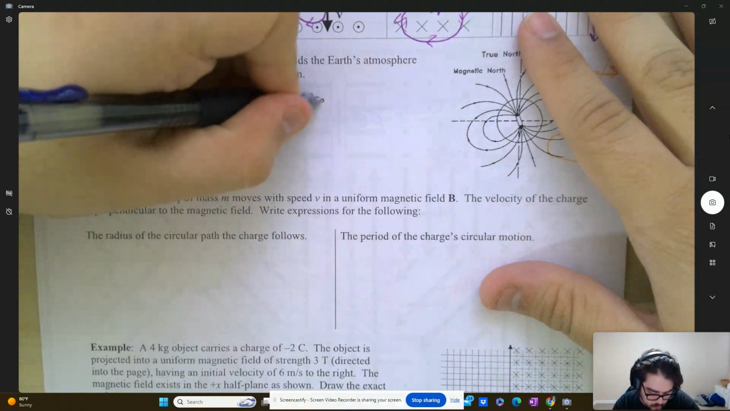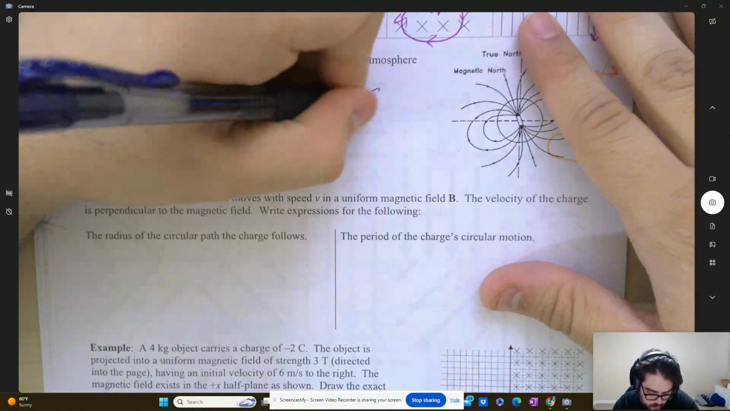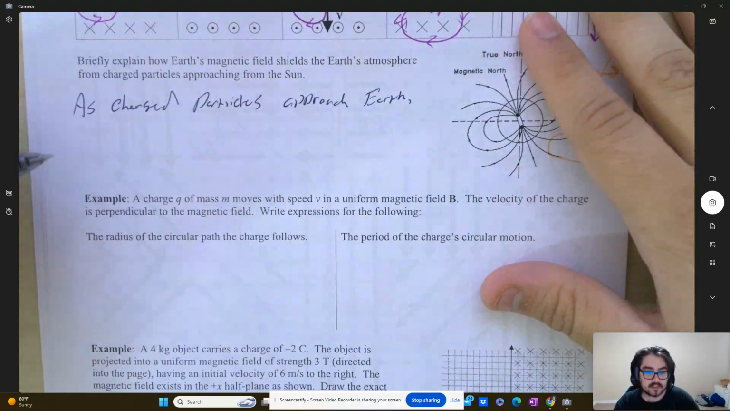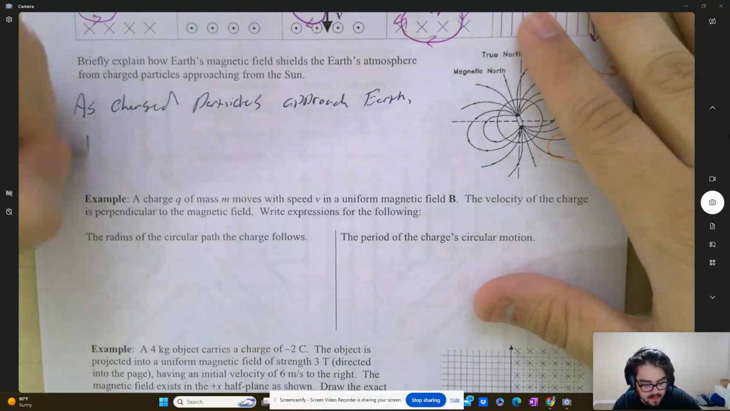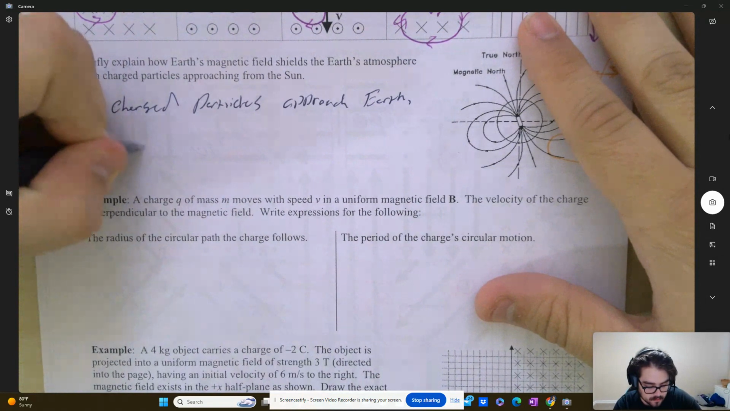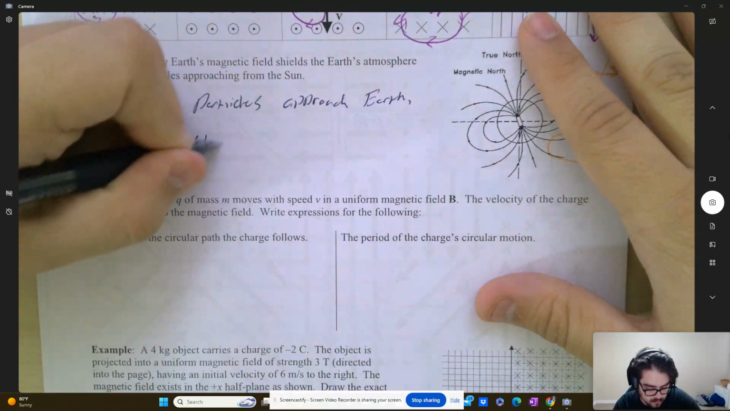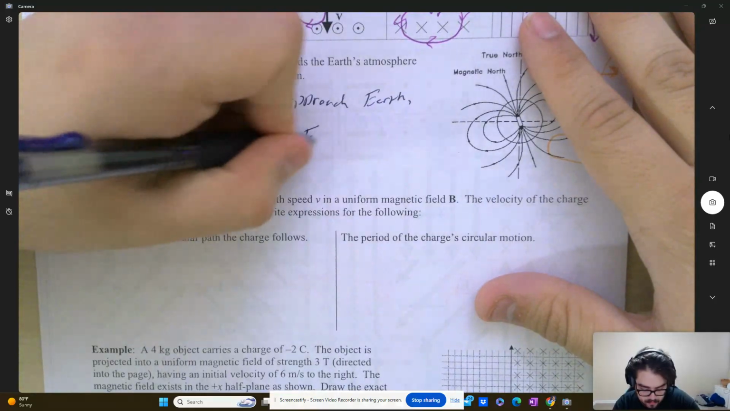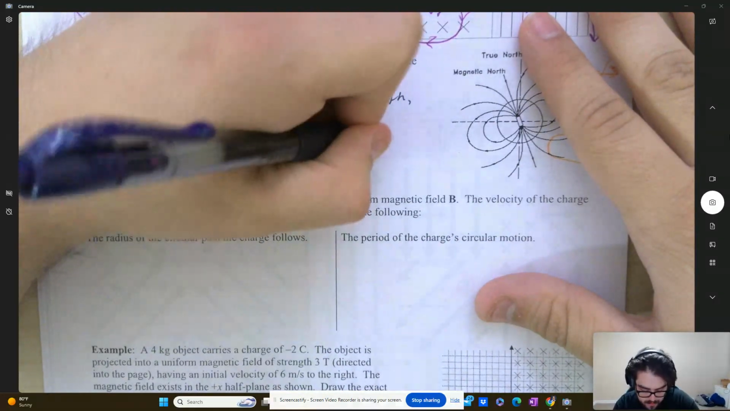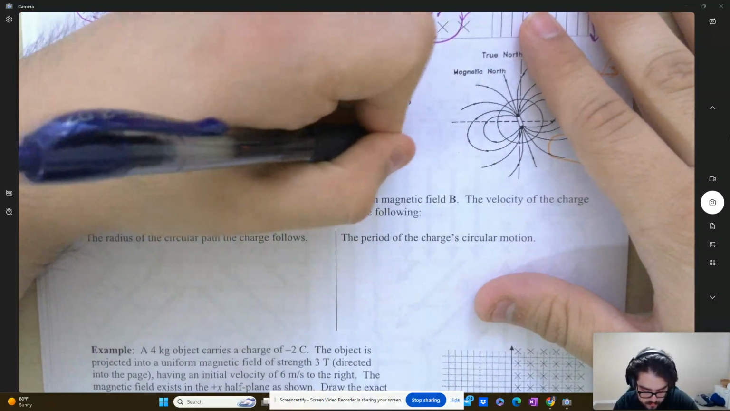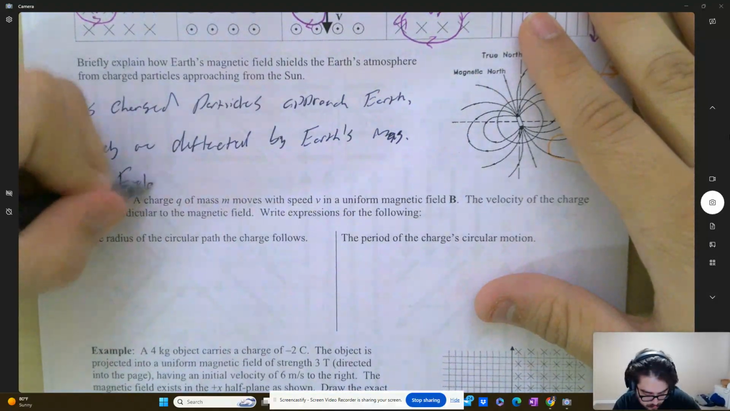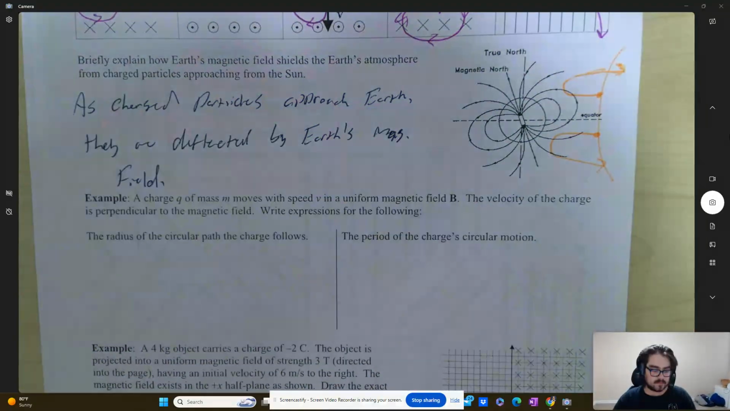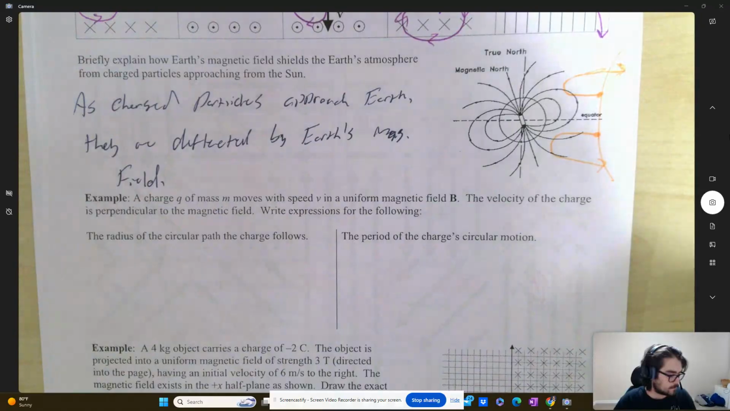So for example, we would say that as charged particles approach Earth, they are deflected by Earth's magnetic field. They're deflected by the magnetic field of the Earth.